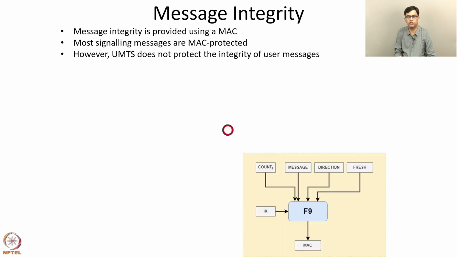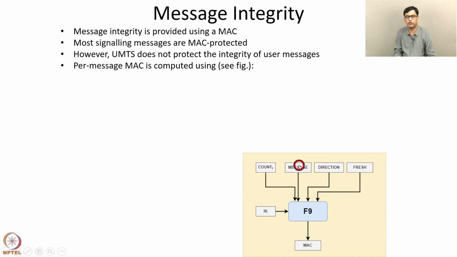So this shows the procedure for computation of a message authentication code. So this F9 is a keyed hash function. So the per message MAC is computed using this process. This is the message whose integrity is to be protected. And there are these other fields. One is the integrity key, which is a secret. We discussed earlier that for a message M, the message authentication code can be computed as h of m comma s, where h is a cryptographic hash function and s is a secret. So this is a variant of the same principle.